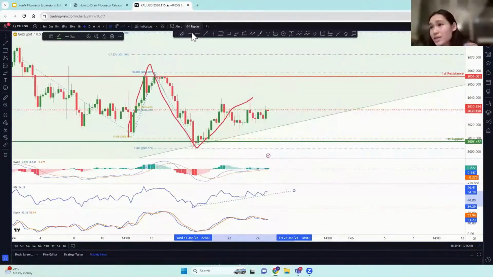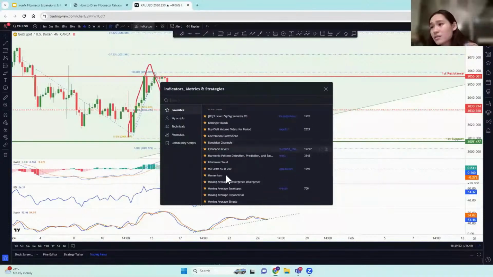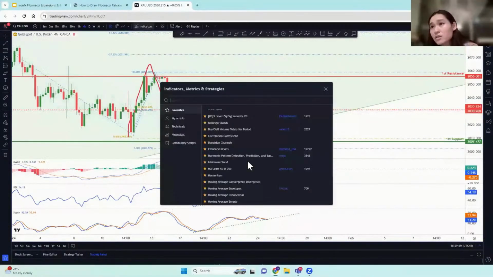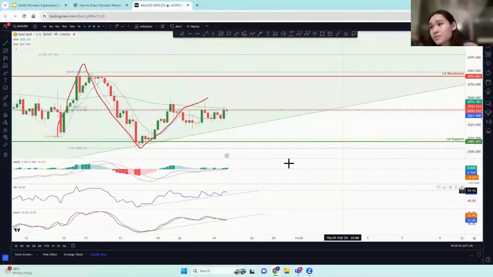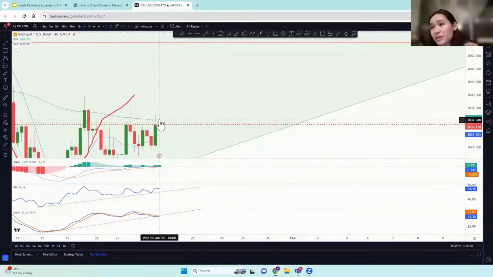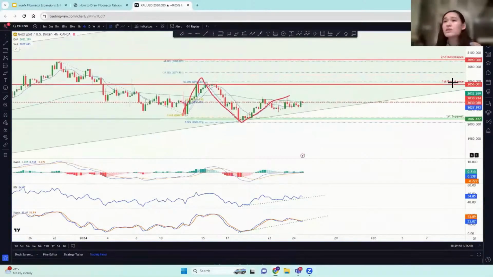And on our stochastic, it's also an uptrend. Let's maybe look at Bollinger Bands. It's not really telling us much. Moving average. Price looks like it's moving above both of the averages. You can see the red wick is starting to move above our green EMA. So that also supports our analysis.